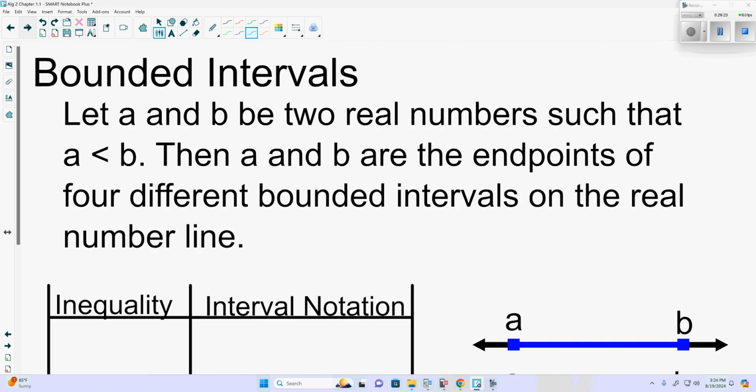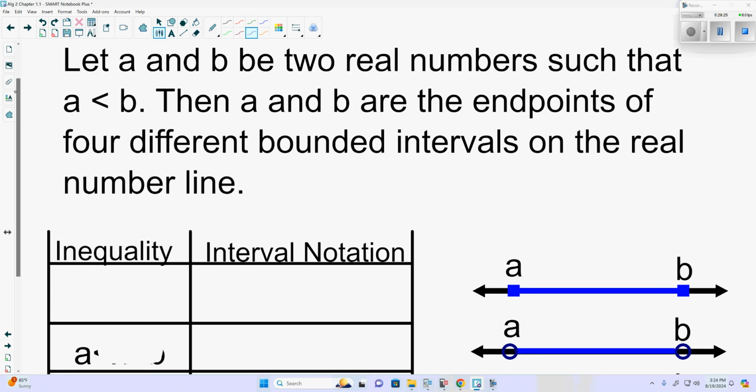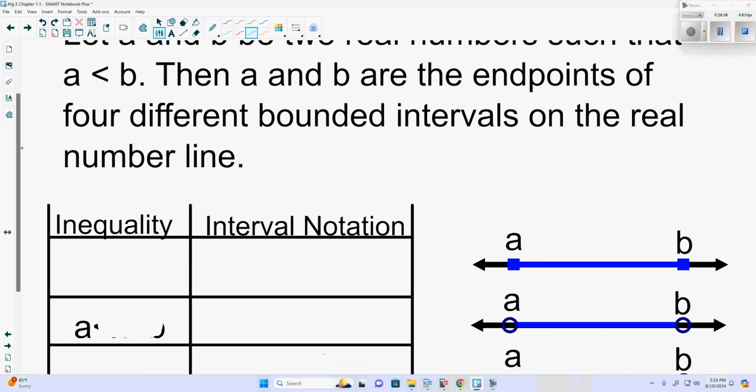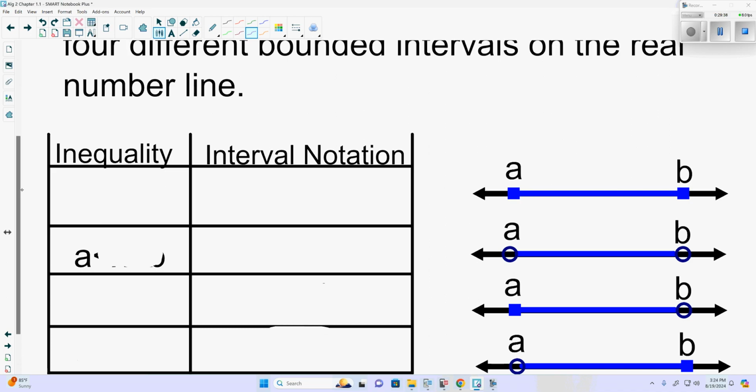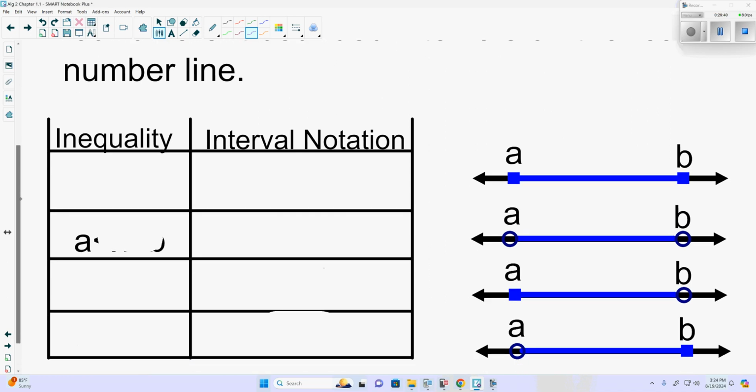Bounded intervals. Let A and B be 2 real numbers such that A is less than B. So given 2 numbers where one is smaller than the other, then A and B are the endpoints of 4 different bounded intervals on the real number line. The first one we have is that A is less than or equal to X is less than or equal to B. Or in interval notation, bracket A, comma, B bracket.